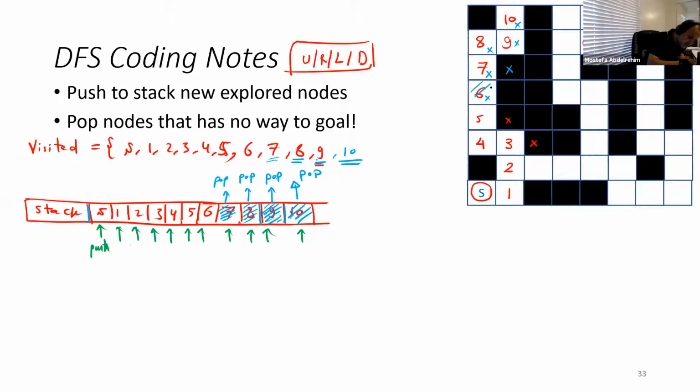6 will be the same. Pop 6. 5, same. Pop 5. 4, again the same. Now 3, the same, because this is not possible, this is not possible, this is visited, and this is also visited. So again, pop 3. Now we end up again at 2.